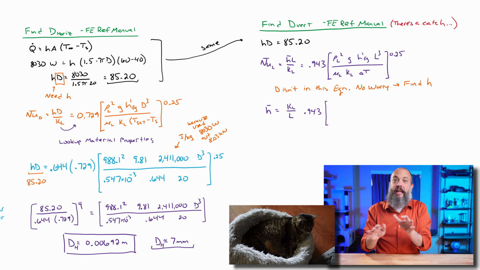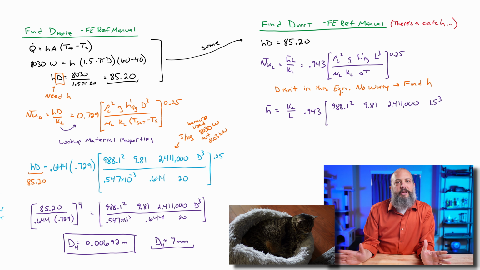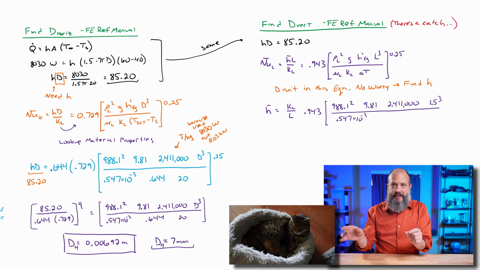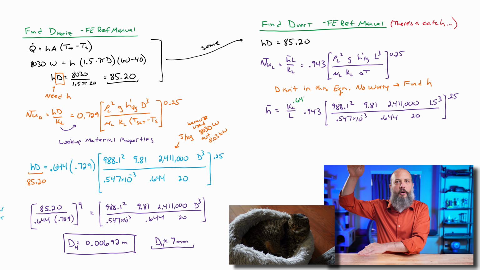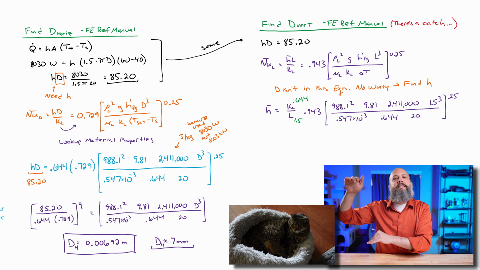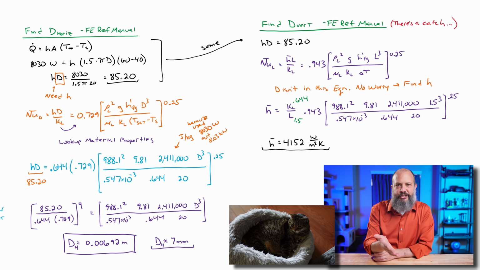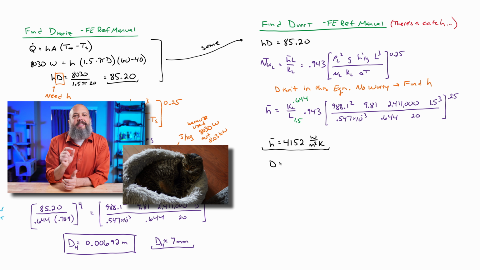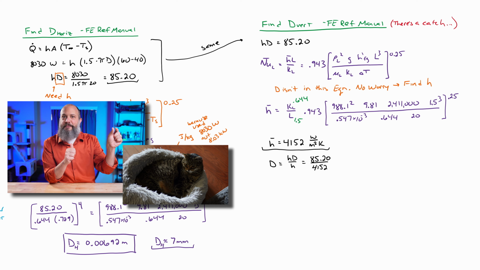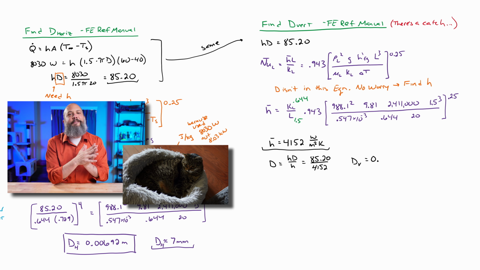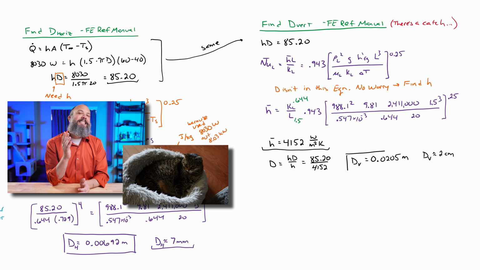So I'm just going to solve for h by itself, the convection coefficient. Plug in all the numbers. There's 1.5 as the length, that's the length of the pipe. So I'm assuming that it's a 1.5 meter tall flat wall. Making this assumption and plugging in all the numbers, I get 4152 for h, which then, as Nu_D is equal to hD over k, 85.20 divided by h, I get a vertical diameter of 0.0205 meters, about 2 centimeters.